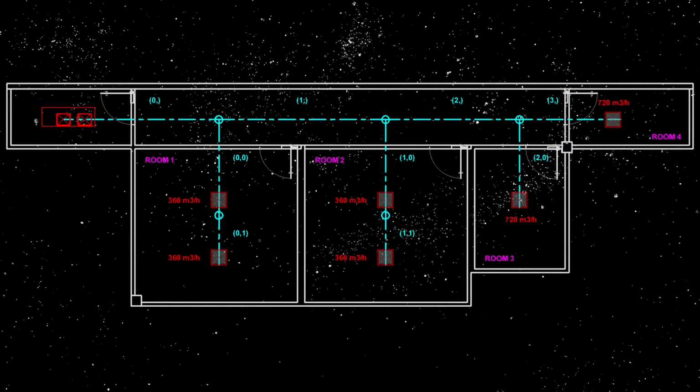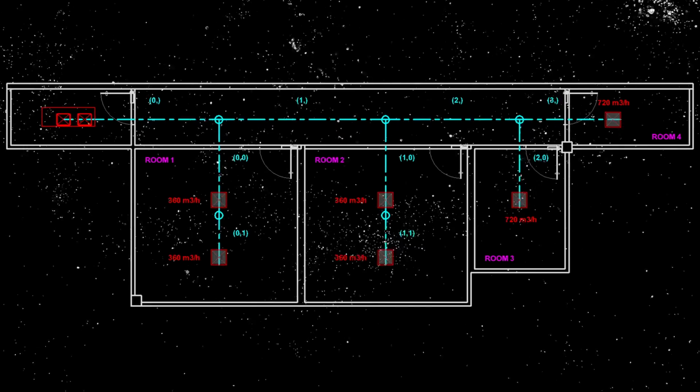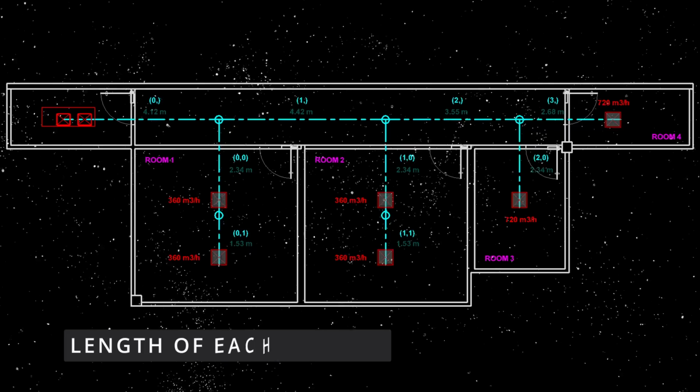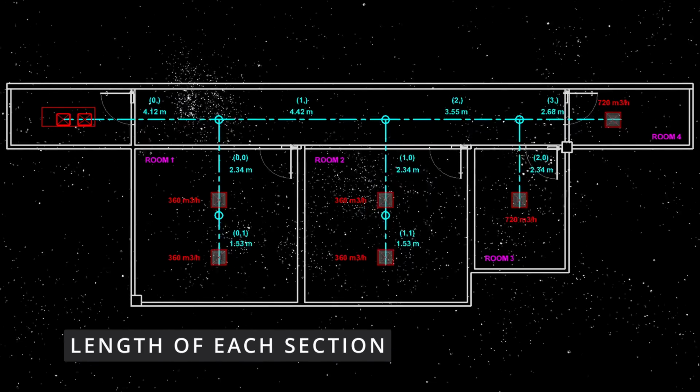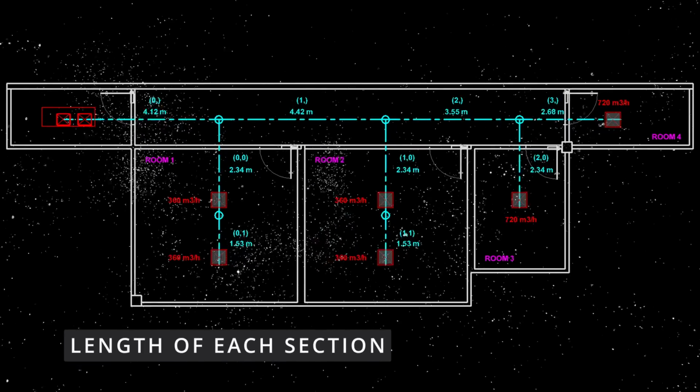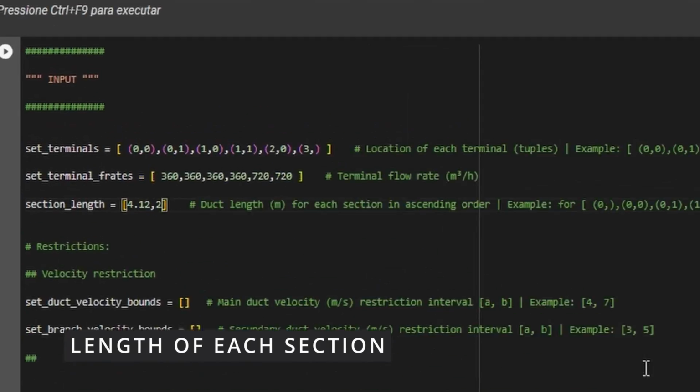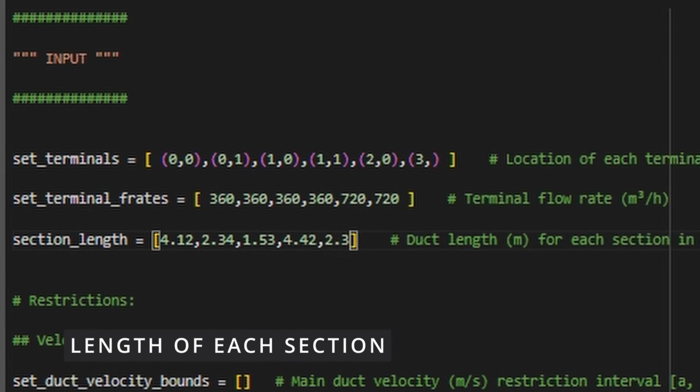Finally, to complete the duct sizing process, it's necessary to add 3 essential parameters. The first parameter is the length of each section, which should be organized in ascending order. This applies not only to the sections where the terminals are located, but to all sections. For this example, we can organize the lengths as follows.